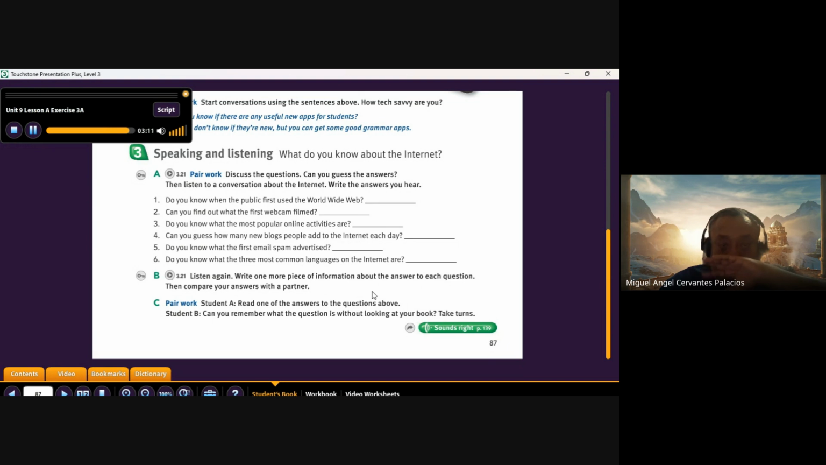Yeah. Oh, but wait. Shoot. It says here that I have to look the information up again from another source. Oh, no. I have to do it all again.